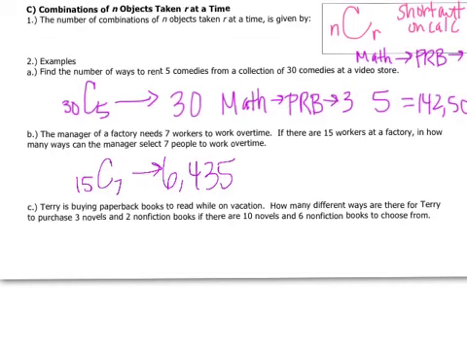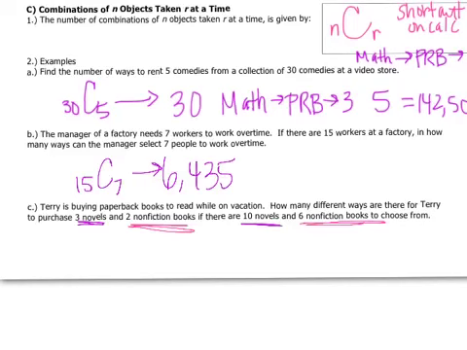Terry is buying paperback books to read while on vacation. How many different ways are there for Terry to purchase 3 novels and 2 nonfiction books if there are 10 novels and 6 nonfiction books to choose from? I'm going to do some color coding here. What do you guys think we're going to do here? Carly? I was going to do 2 different types of combinations, the novels and then the nonfiction, and then just add the results together. Close. We're going to multiply. But you're right. We're going to kind of separate them up. That's why I color-coded it.